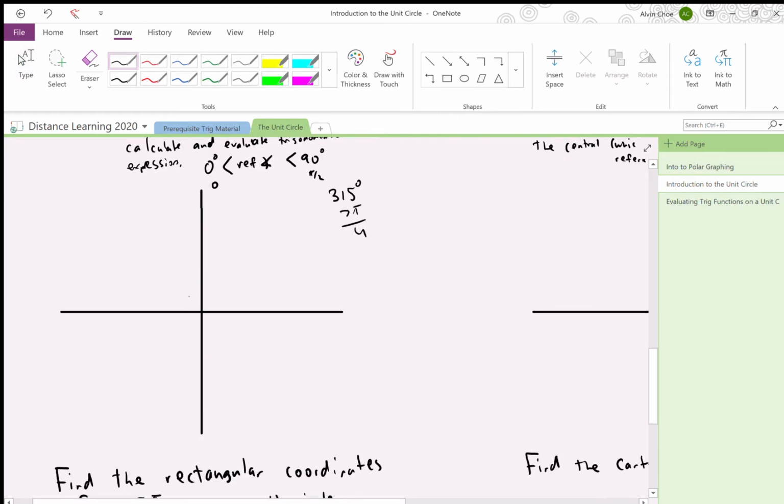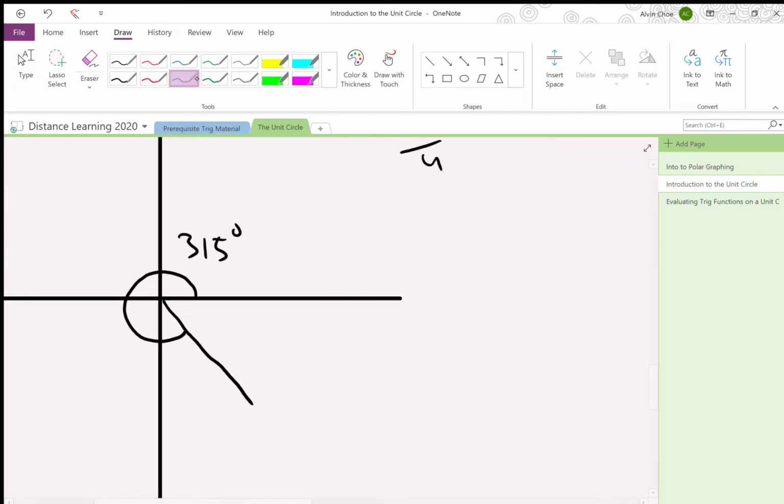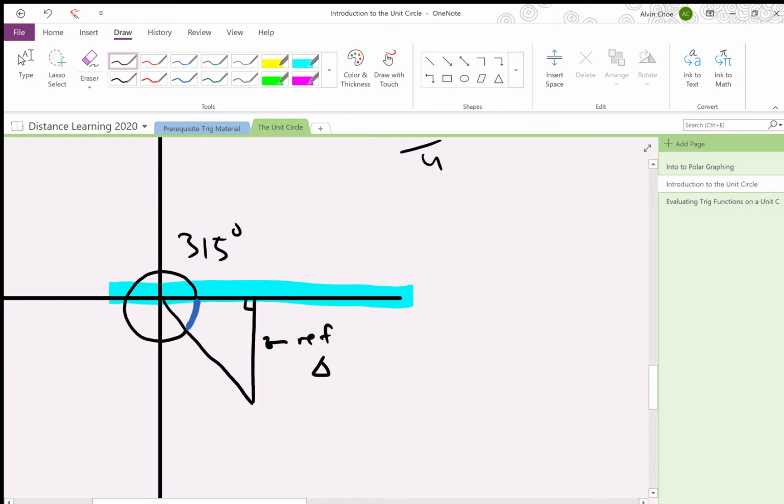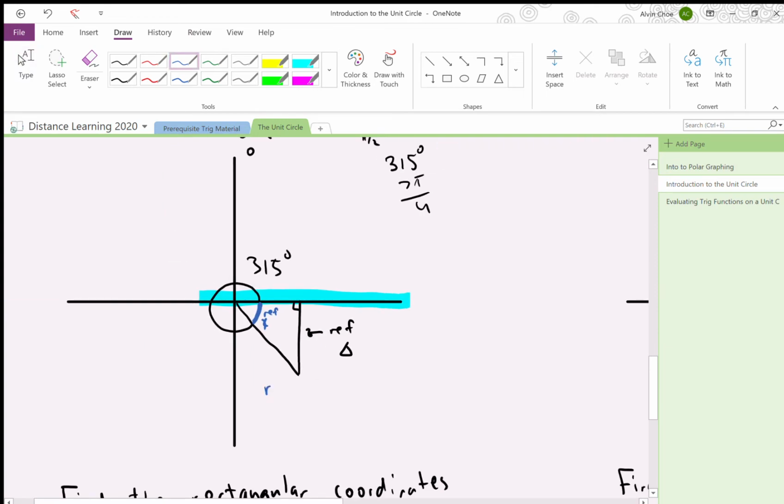If I go 315 degrees around, that gets us to here. But 315 degrees is not the reference angle. The reference angle is that little section that we're going to use to create our reference triangle. Remember, your reference triangle must always be created using the horizontal line. So that means we have to draw this line up to here. So this is our reference triangle, and the blue line is going to be our reference angle. That means our reference angle value here is going to be 45 degrees.